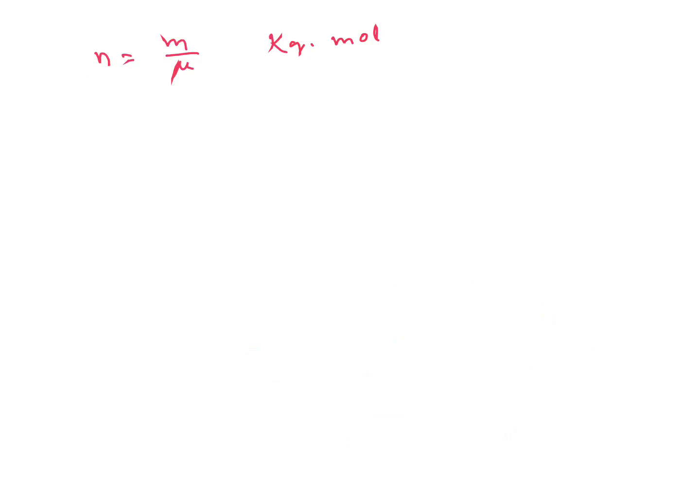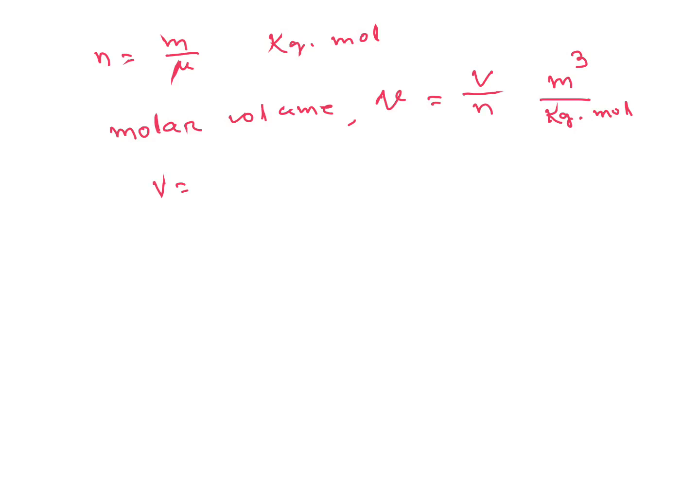From here, molar volume, this is useful in the van der Waals equation. This question was asked in the GATE examination also. V by n, its unit is meter cube divided by kg mole. And V is the total volume of the gas in meter cube.